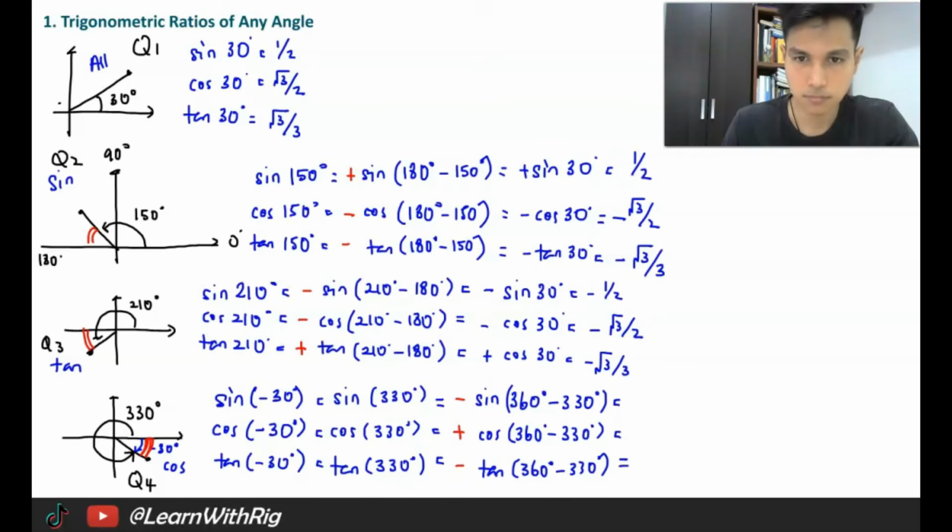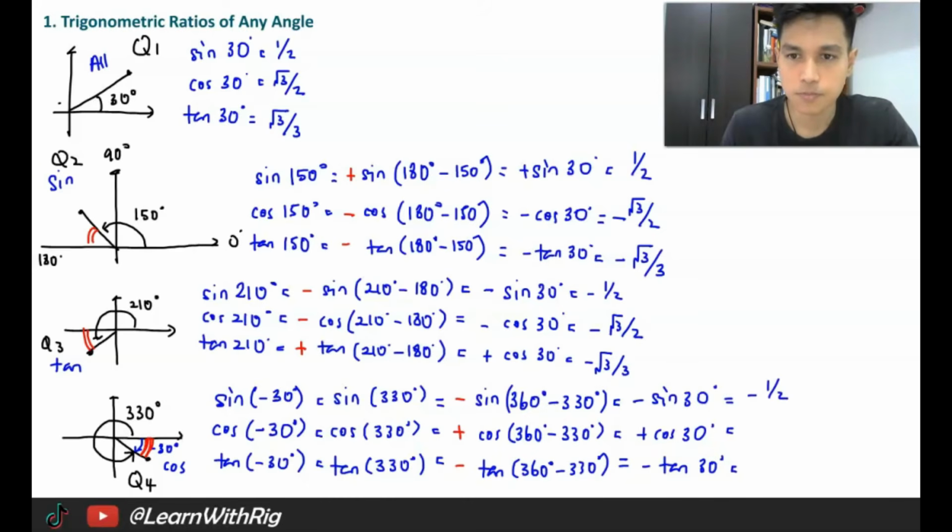Okay, so now what are you going to do? Here it is going to become negative sine 30 again, positive cos 30, and negative tangent 30. So what would be the answer for each of them? Sine 30 is 1 over 2, so it's negative 1 over 2. Here is going to be √3 over 2. Here is going to be negative √3 over 3.